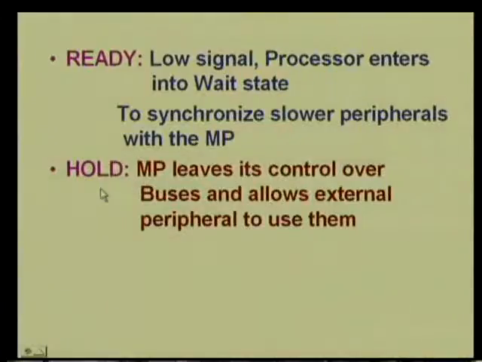The last signal is the hold signal. Sometimes some peripherals may be interested in using the buses of the microprocessor. In such a case, they will send an active high signal over this hold pin and ask the processor to relinquish its control. So, when it receives this hold signal, by accepting that signal, the microprocessor leaves its control over the address and data buses and allows the external peripheral to use them. So, that is about the externally initiated operations.